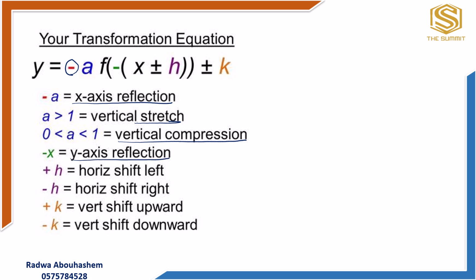When you add h, or you add a number, this means that you have a horizontal shift to the left. When you subtract a number, this means that you have a horizontal shift to the right. Again, horizontal, you subtract or add to the x itself. Okay, now, if you add a number to the whole function, it would be a vertical shift upward. If you subtract, it's a vertical shift downward. This is for you to summarize all of the transformations.